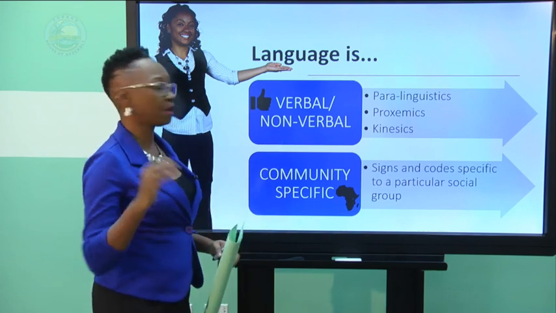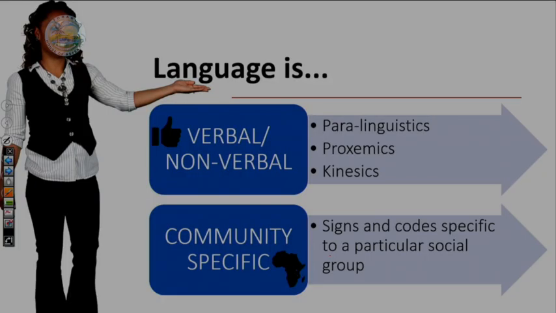Language is community specific. There are signs and codes specific to a particular social group. So you're going to find, especially when we talk about things like slangs, there are certain slangs that are specific to a particular social group and you would associate with that group. Whereas there are other slangs, or other words, that if you use it in another social group, it may be deemed inappropriate. We will explore a lot of these in another lesson, but we want you to be aware of what are these characteristics of language.